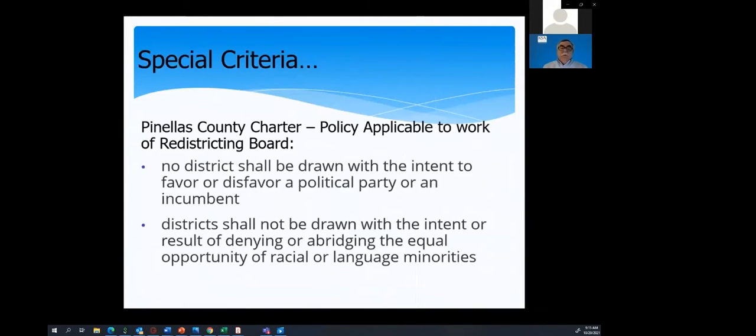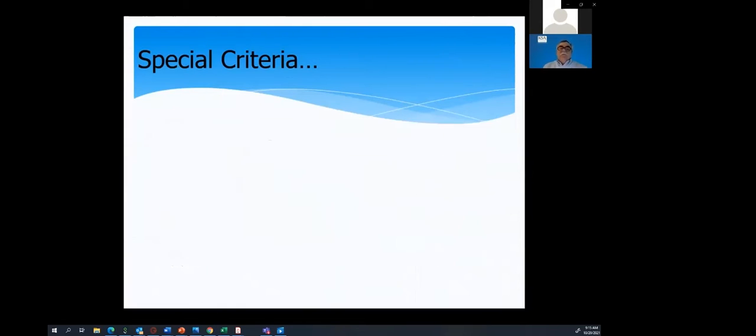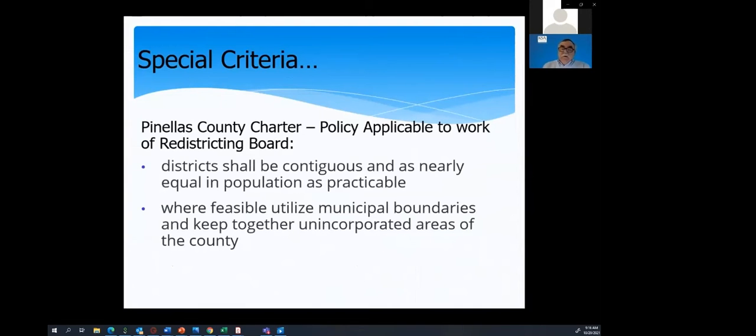Now, there are special criteria that are contained in the Pinellas County Charter. Most of these are similar to criteria that one would use in any other redistricting process, but it is specifically stated in the charter. No district shall be drawn with the intent to favor or disfavor a party or an incumbent. Districts shall not be drawn with the intent or the result of denying or abridging the equal opportunity of racial or language minorities. Districts need to be contiguous and as nearly equal in population as is possible. And where feasible, we utilize municipal boundaries and we try to keep together the unincorporated areas of the county.